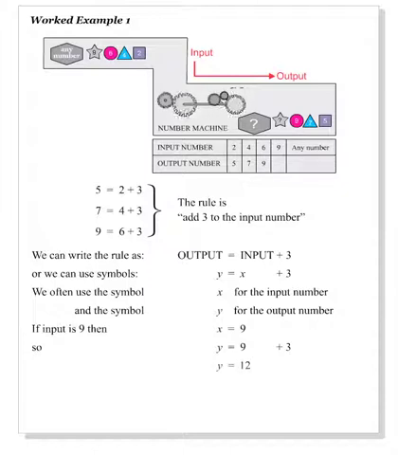In the last column of the table, we see that the input number can be any number. What will the output number be then? We can say that X will stand for any input number, and therefore Y will be equal to X plus 3.